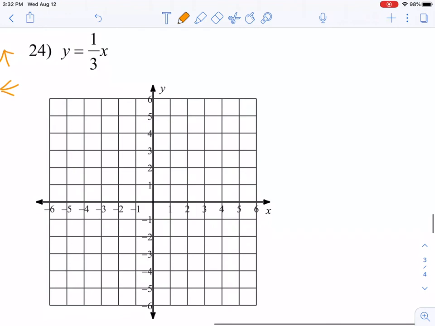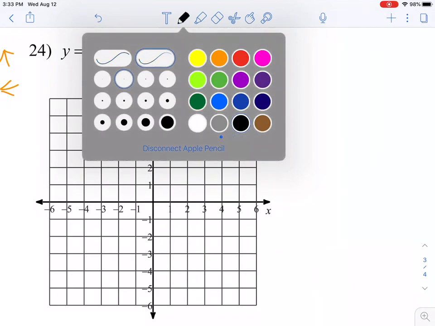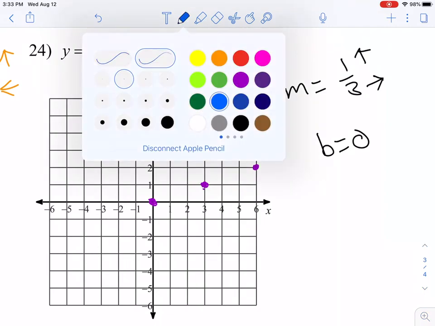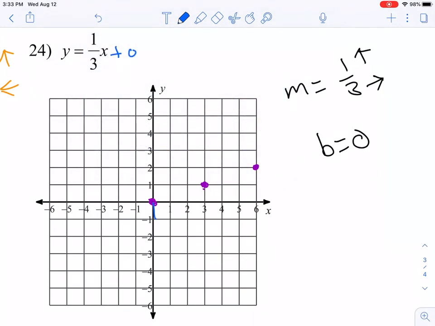And this is the last one I wanted to show you. So we don't have a b here. I'm going to add it in, plus 0. M equals 1 over 3. These are positive, so I'm going to go up and right. B equals 0. So I'm going to begin at 0 and then move up 1, right 3, and put a point. I can go up 1, right 3, put a point. I'm also allowed to do the exact opposite. I can go down 1, left 3, put a point. Same thing here.